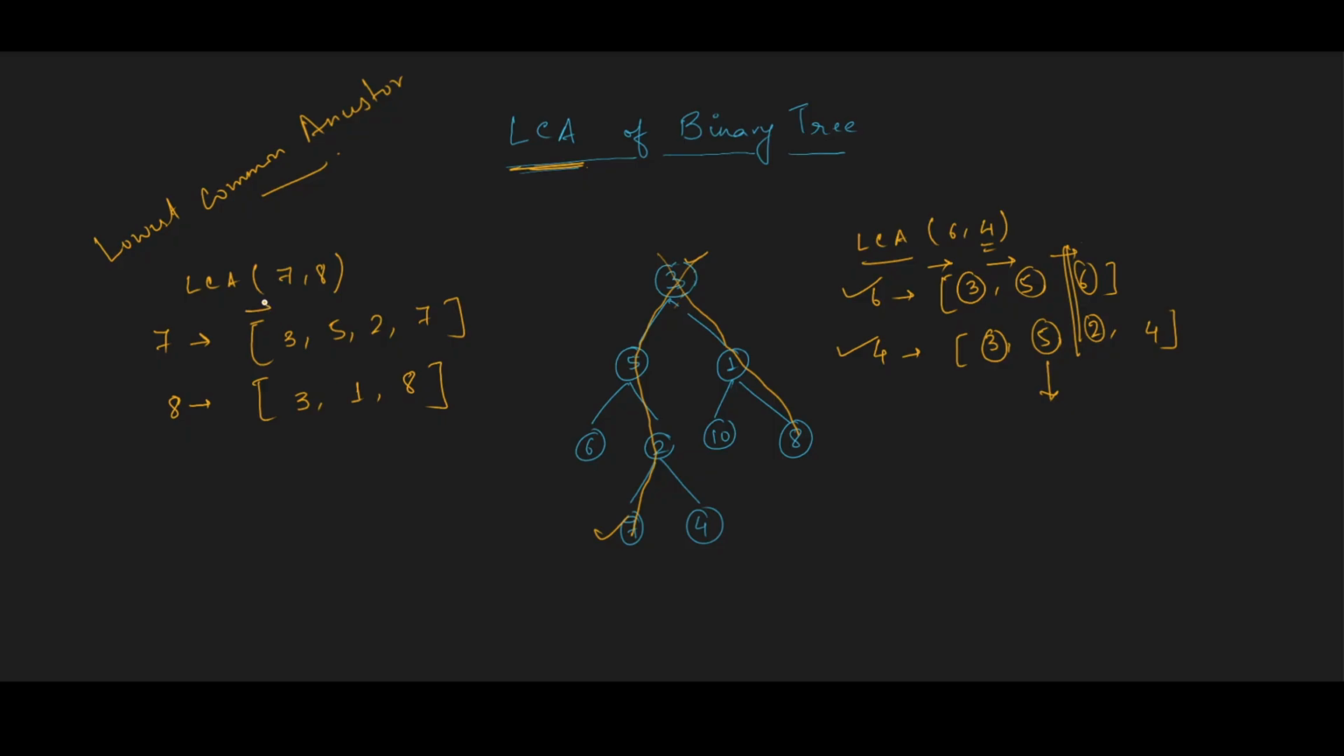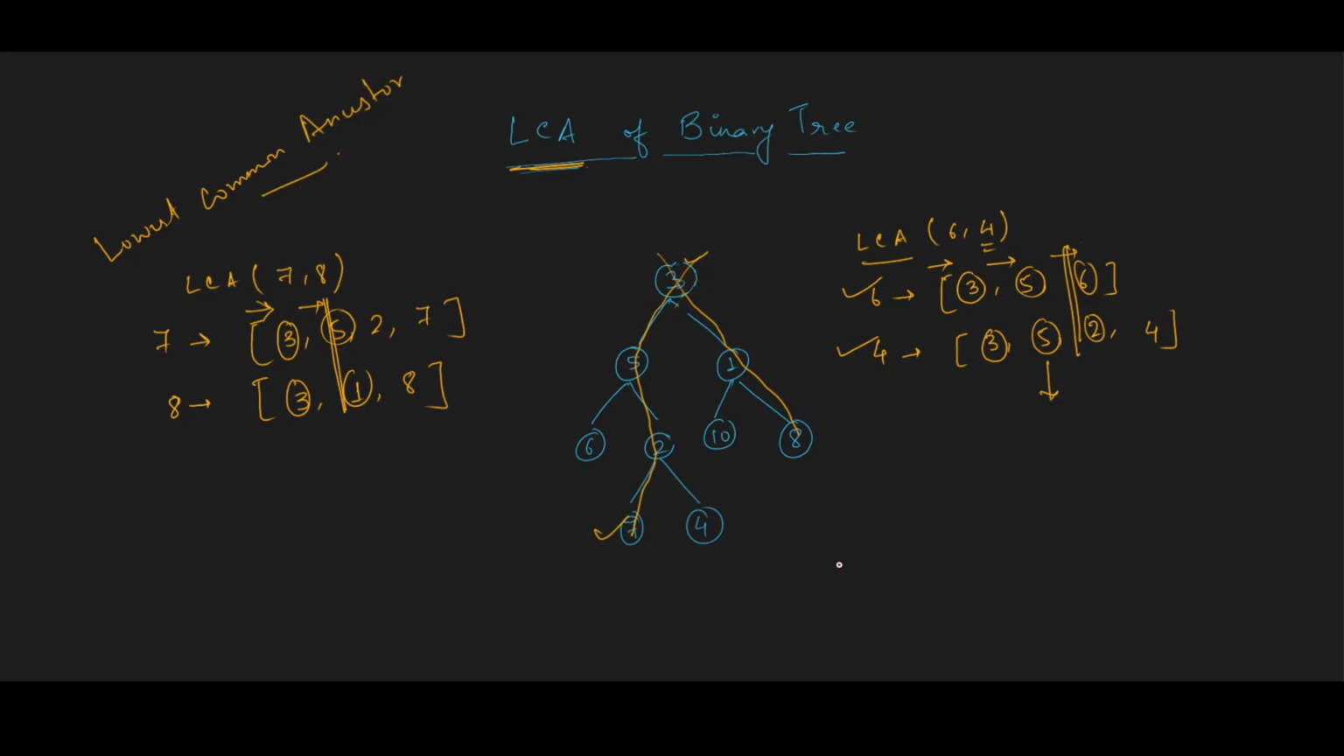3, 1, 8. So if we traverse, this is common, 3 is common, we go further right, we try to find the deepest common node. 5 and 1, no, it's not matching, we stop here and we take 3 as our answer. So our answer is 3. This is the first and only intersection and common ancestor between 7 and 8, right?